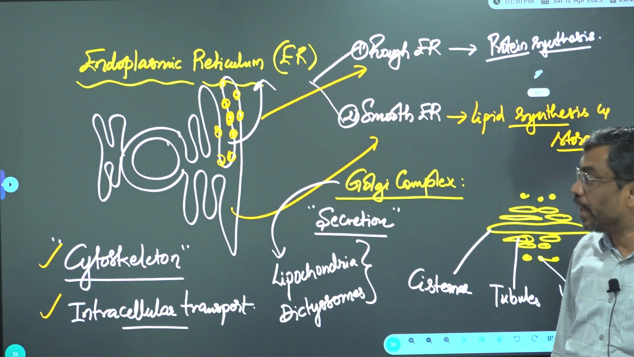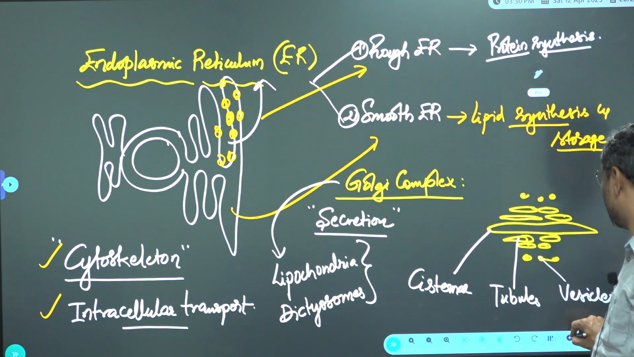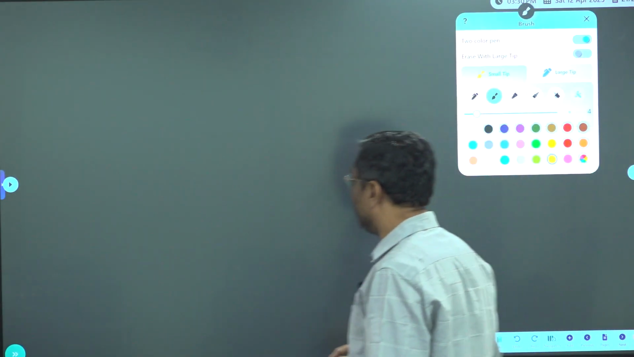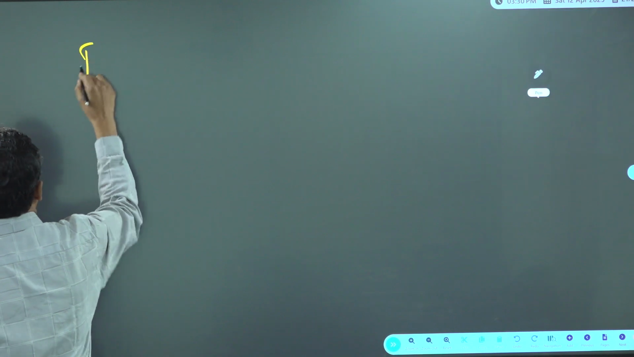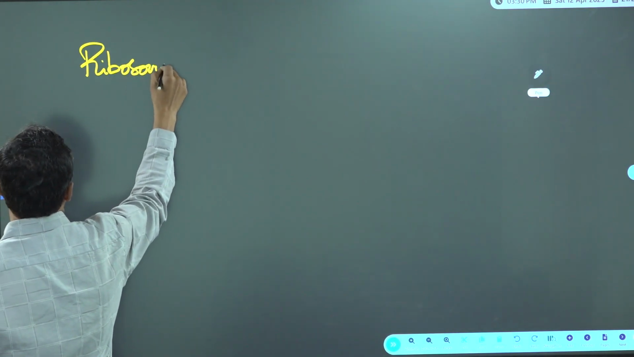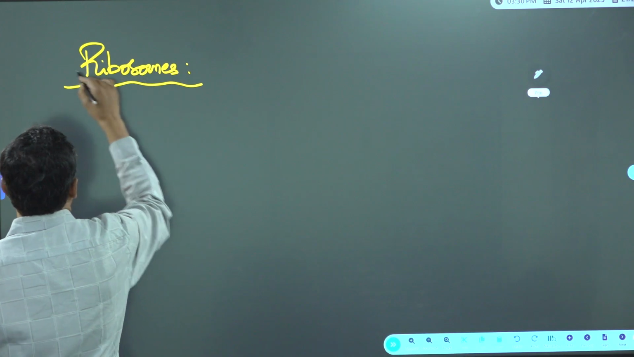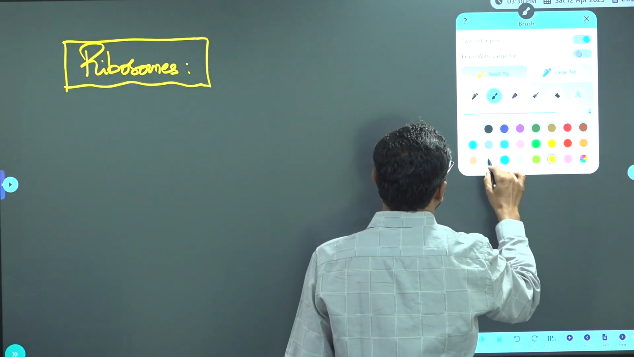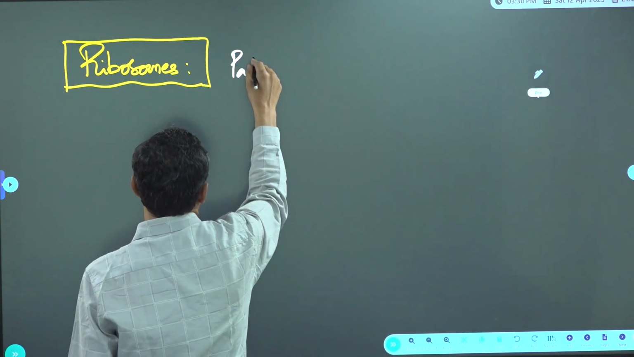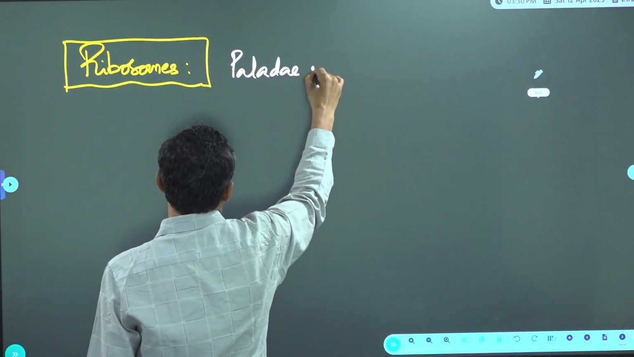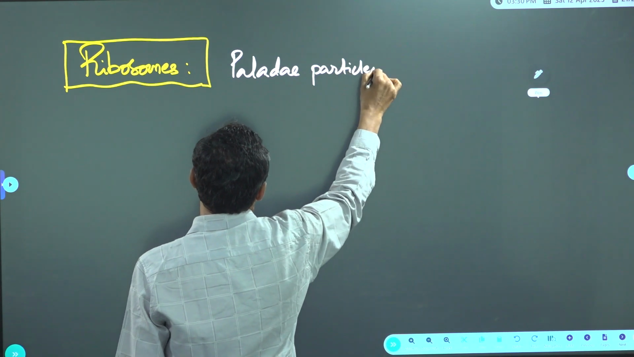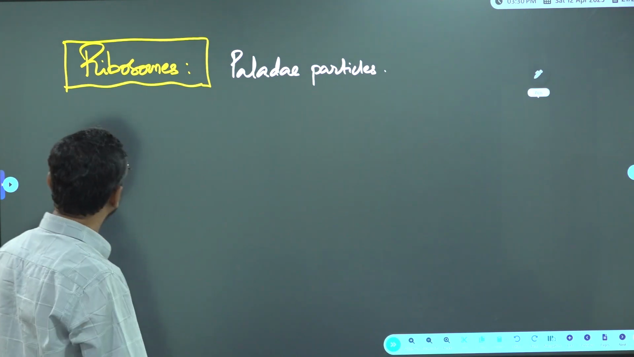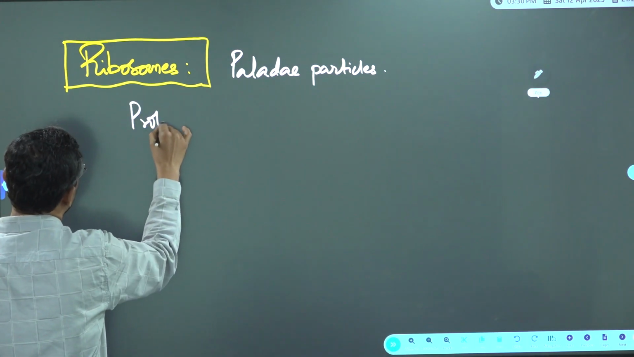Over? Right. So, next, ribosomes. These ribosomes are also called Palade particles, because these were discovered by a scientist called Palade. That's why they are called Palade particles. Ribosomes are also called protein factories.